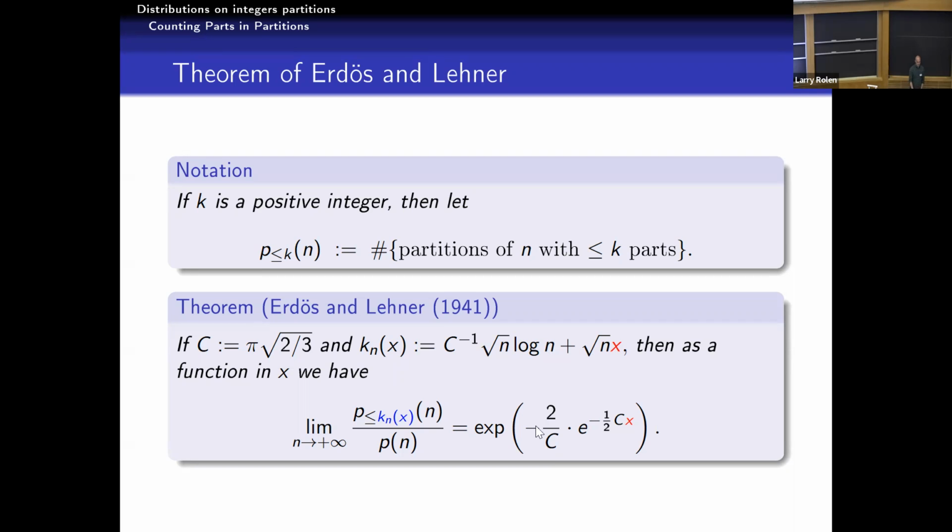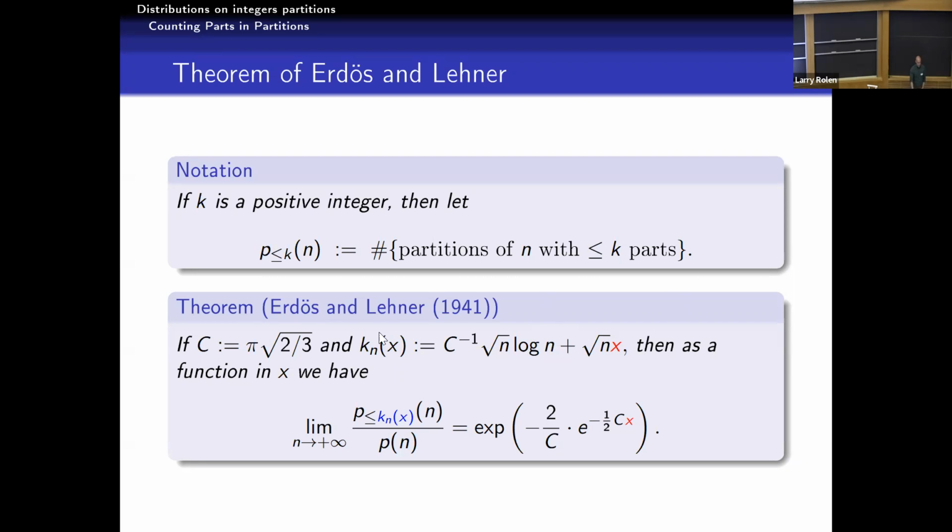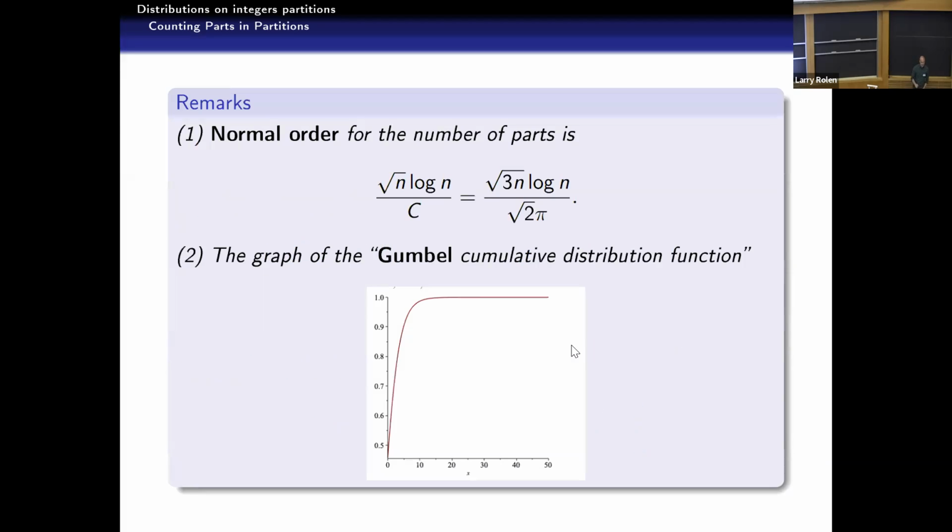And what we end up getting is this particular strange-looking distribution. This is what's called a Gumbel distribution. So they showed that we end up getting a Gumbel distribution here. By the way, this first part in kn of x, this c inverse times square root of n log n, is the normal order for the number of parts.